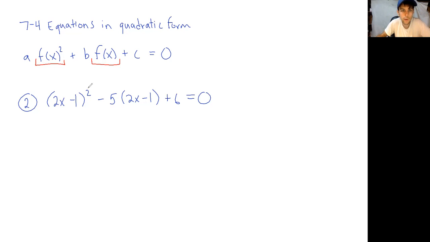So in this case, we have our x squared, or rather our f of x squared. This is our function squared. And then we have the same function, but to the first power. And then we have no other. So this one is in quadratic form. This would have a leading coefficient of 1, right? There's a 1 out there, even though it's not written.